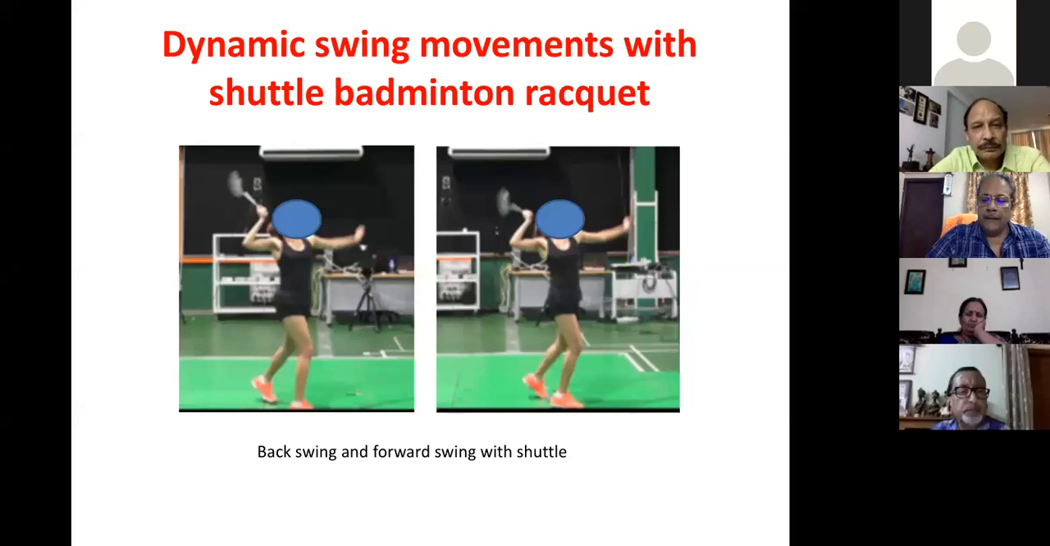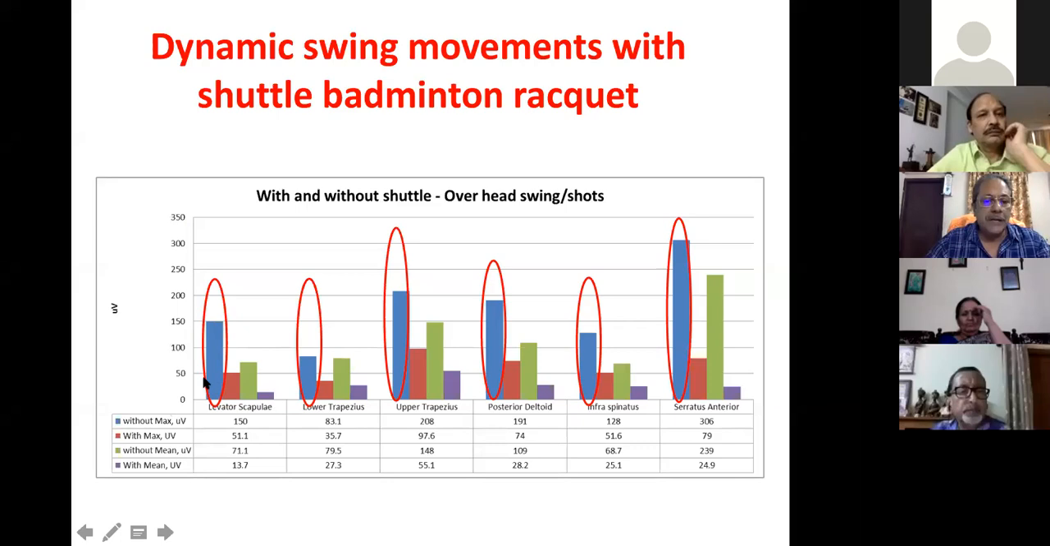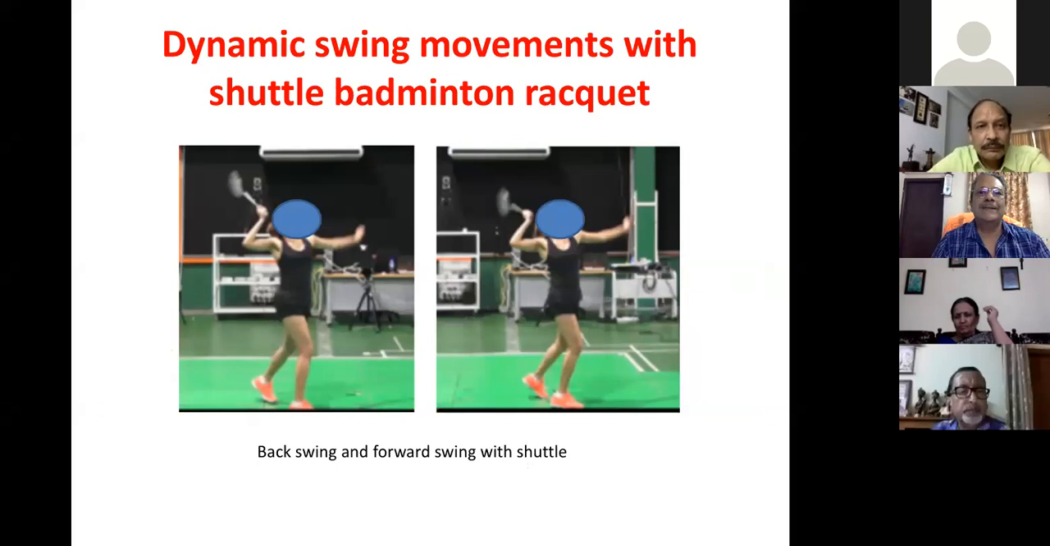Now the EMG results show that without the shuttle, see this blue graph, all the muscles were working very fine. But with the shuttle, the red one, the activation becomes lower in all the muscles. When the report was submitted to the medical doctors, they said that without shuttle there is no issue, but the athlete is supposed to play with shuttle, and hence the muscle activation is relatively less. So we should not clear this subject to go and play tournaments.